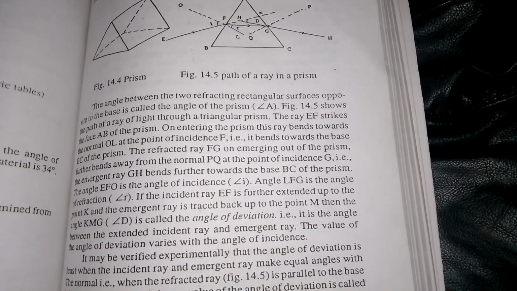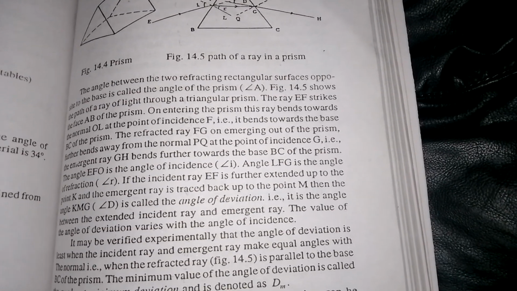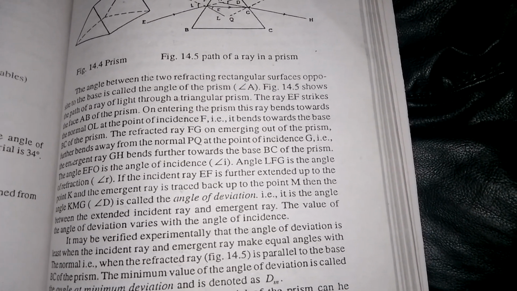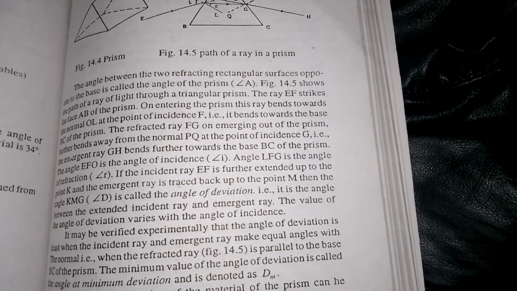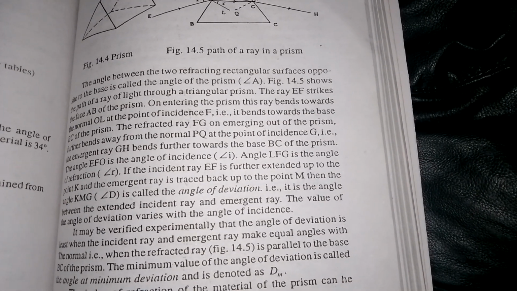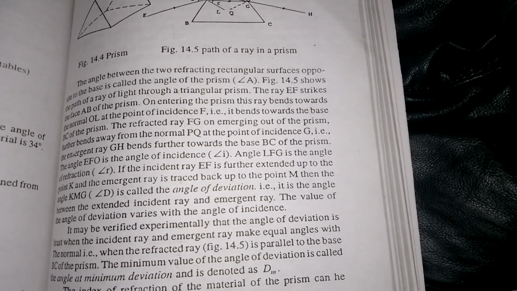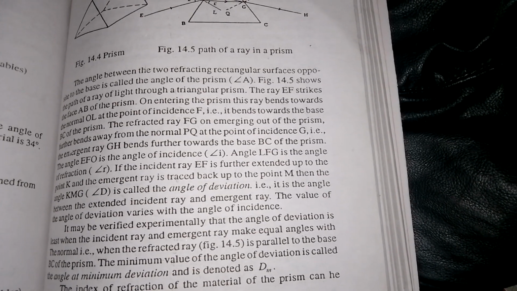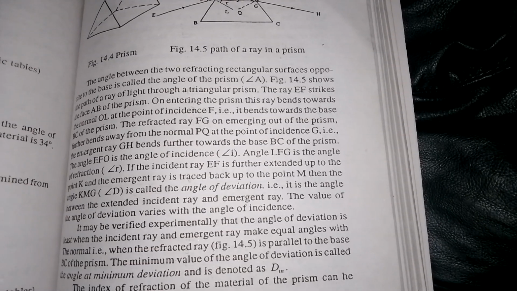The angle between the two refracting rectangular surfaces opposite to the base is called the angle of the prism. The figure shows the path of a ray of light through a triangular prism. The ray EF strikes the face AB of the prism. On entering the prism, this ray bends toward the normal OL at the point of incidence, that is, it bends towards the base BC of the prism.